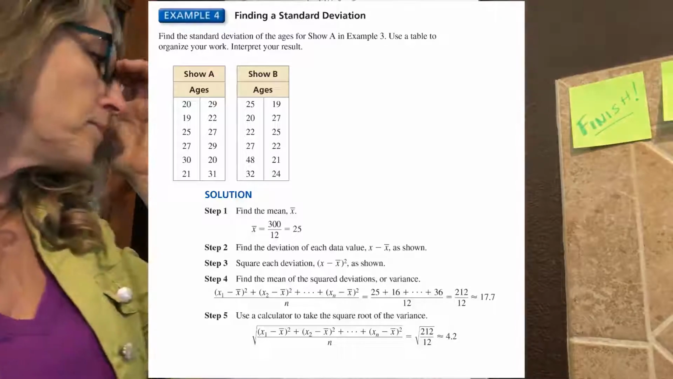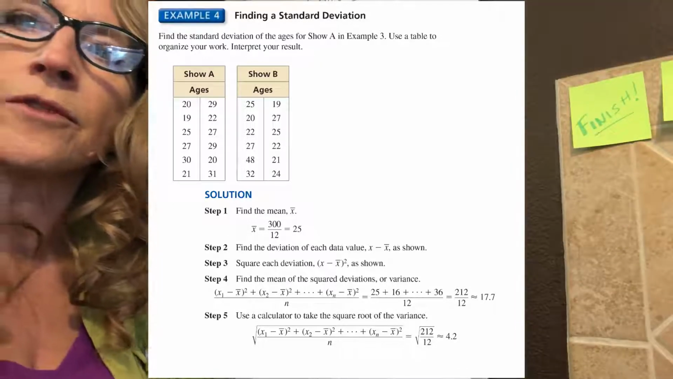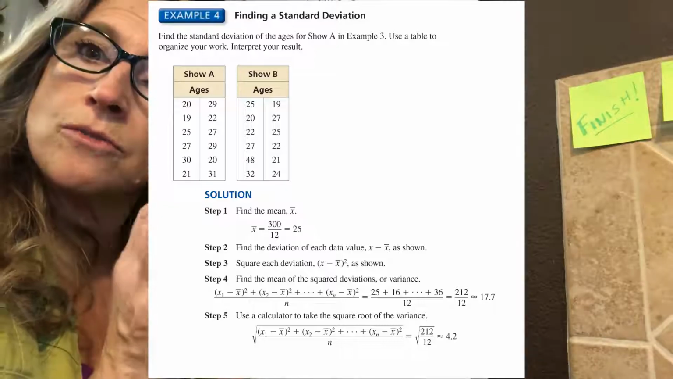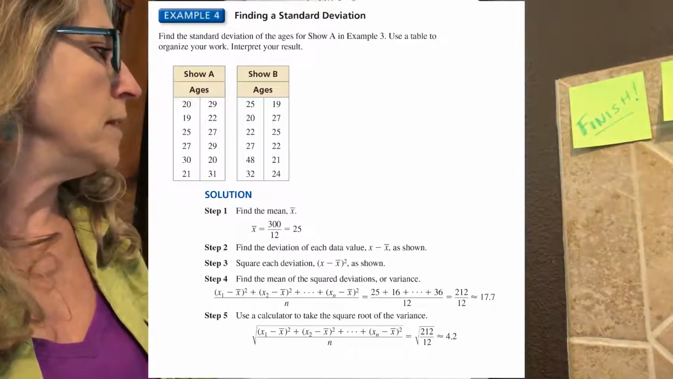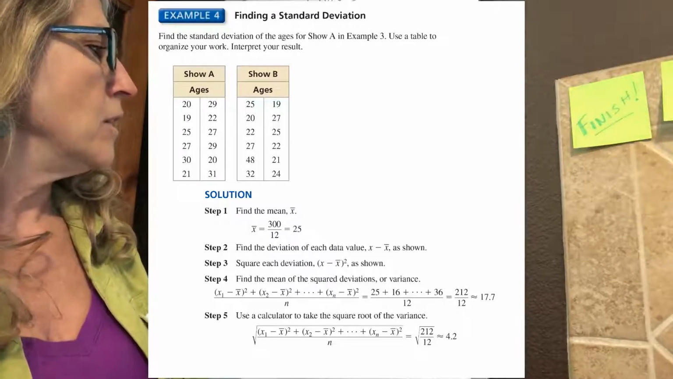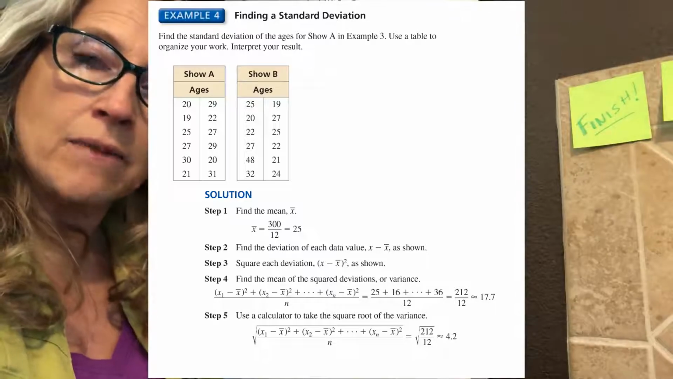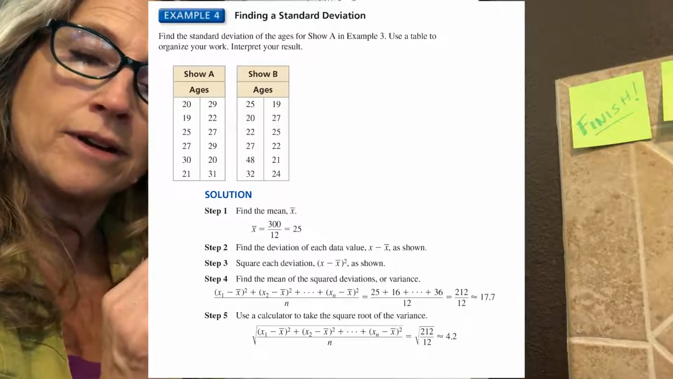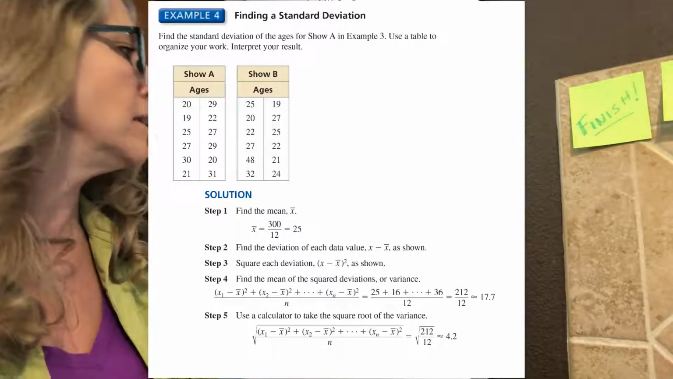So I have our solution down here for this problem. Hopefully you can see it. Maybe you can zoom in on it. So first you're going to find the mean. We talked about that. You're going to find the deviation of each data value, which is x minus the mean, right? So you're going to take each number in your data set and subtract the mean from it.